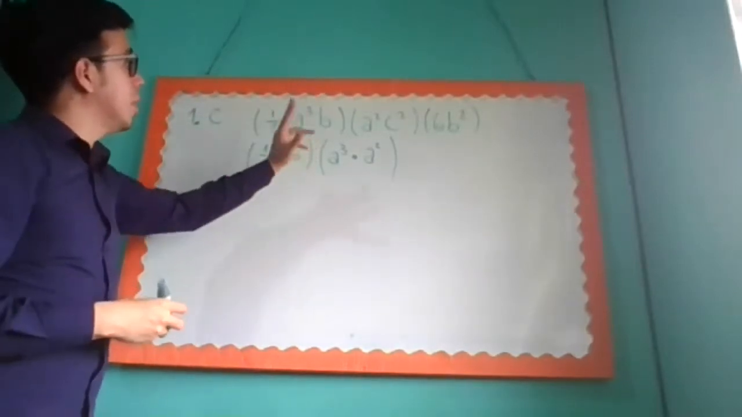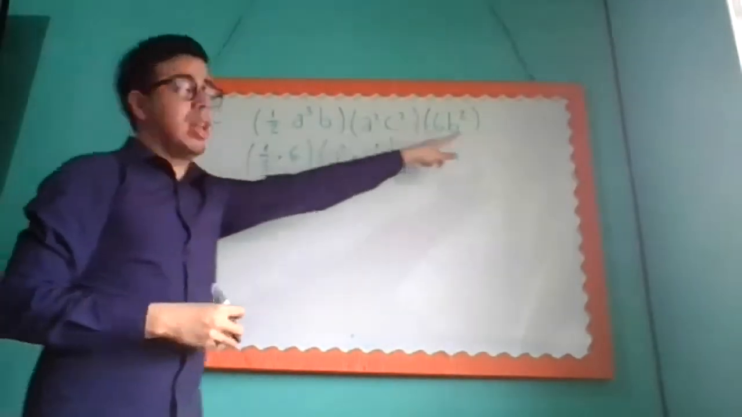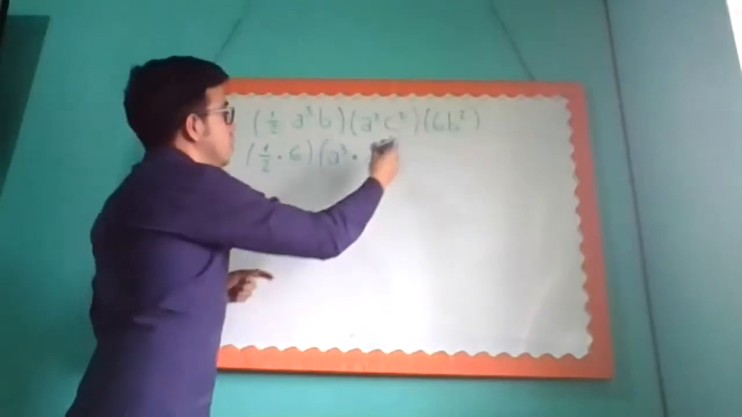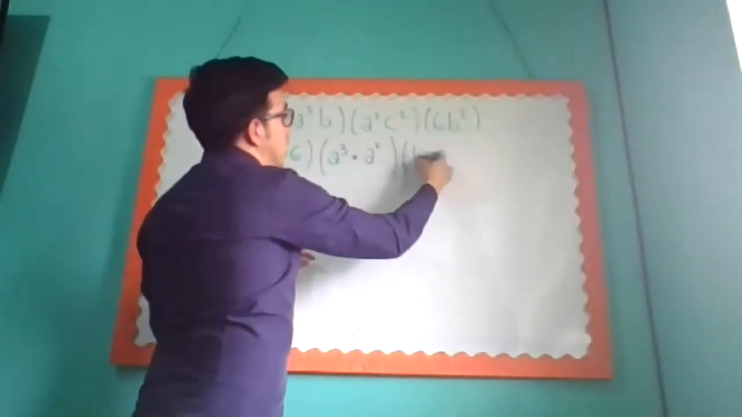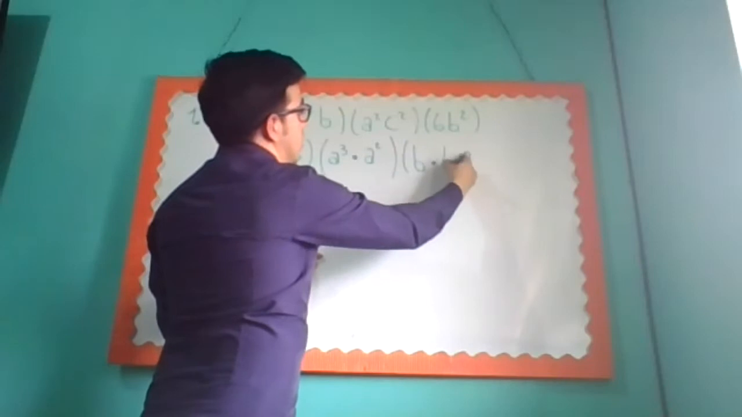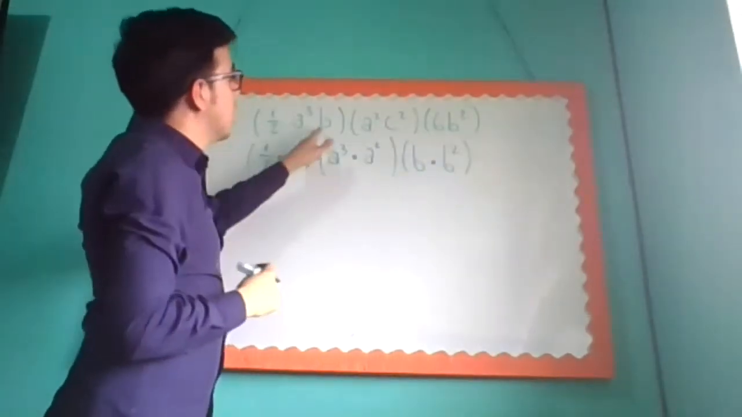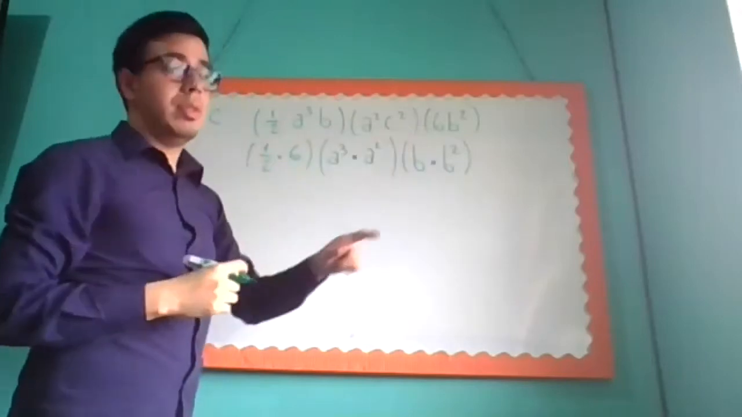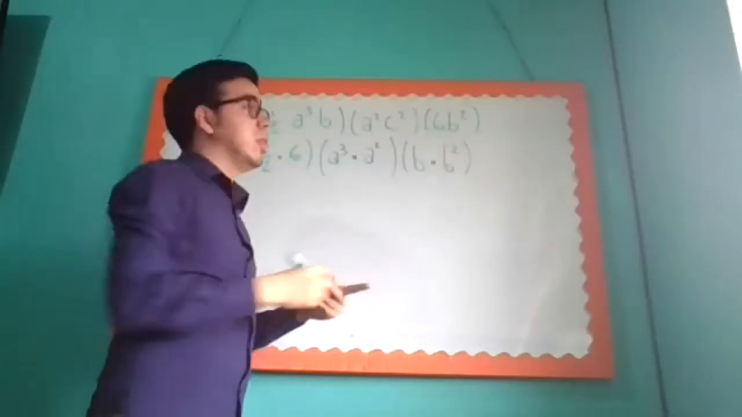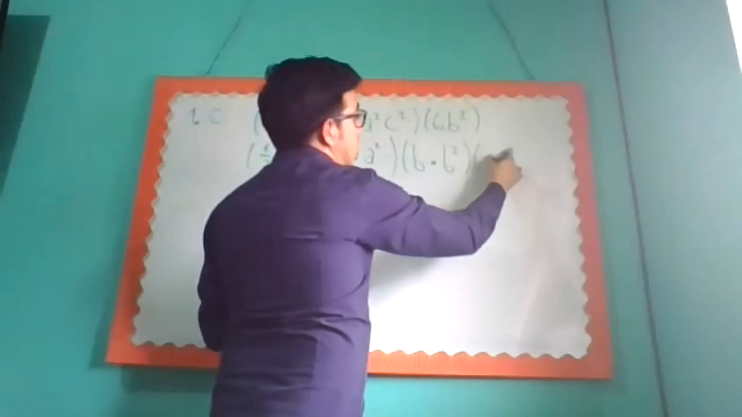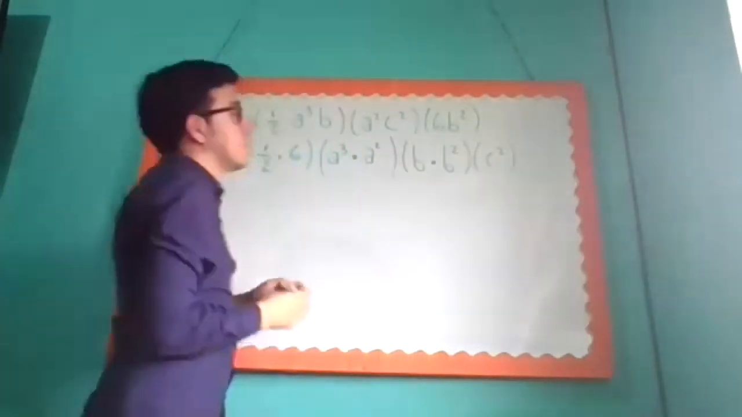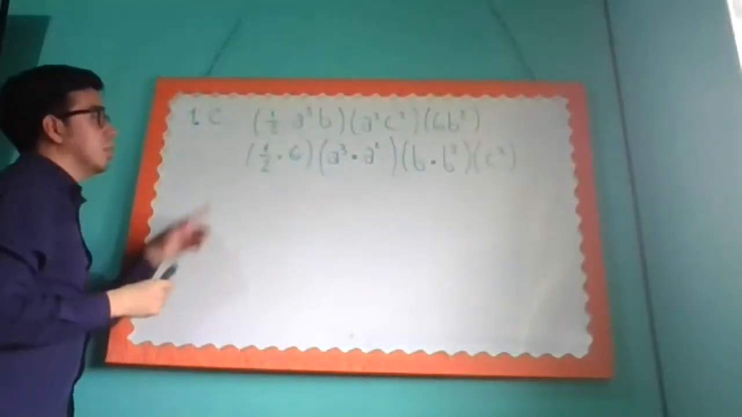Now we are going to multiply b. I have b and b to the power of 2, b times b to the power of 2. In here we don't have b. We only have c to the power of 2, and in here I don't have c, so it's only c to the power of 2.